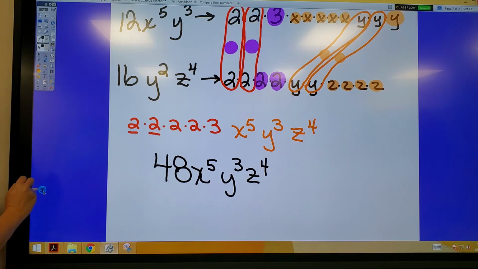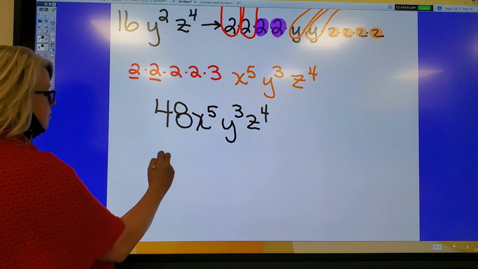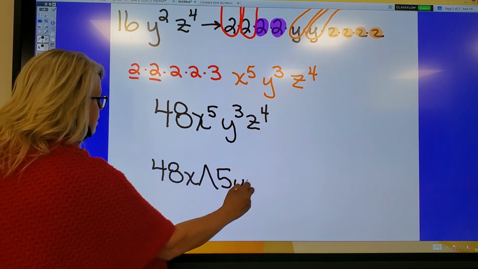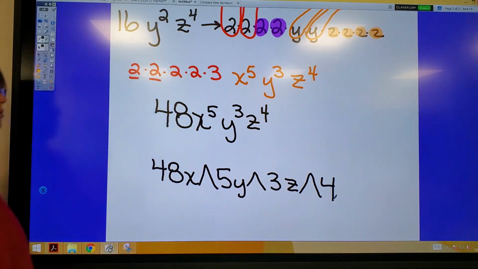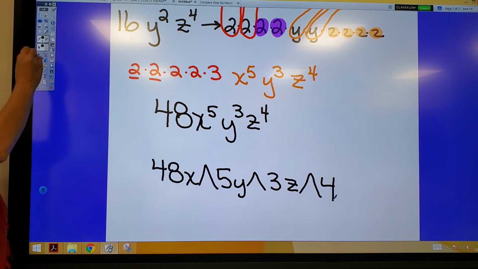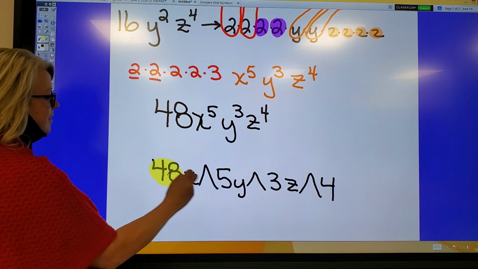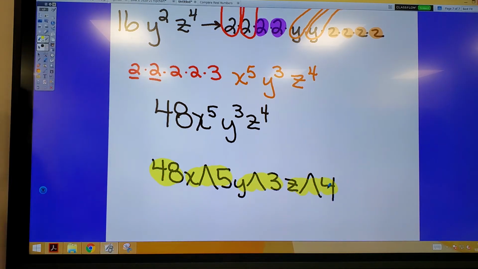Now, if you thought that the other answers were ugly with those carrots, this one would be really, really ugly. You don't want to put any spaces in between things. You don't have to write this in your notes, but it's going to be super ugly, okay? So just take your time. So you have your 48, you have your x to the 5th, you have your y to the 3rd, you have your z to the 4th, okay? Don't put spaces in between things though, and you'll be fine. It does look better when it's typed at least. It still doesn't look great.